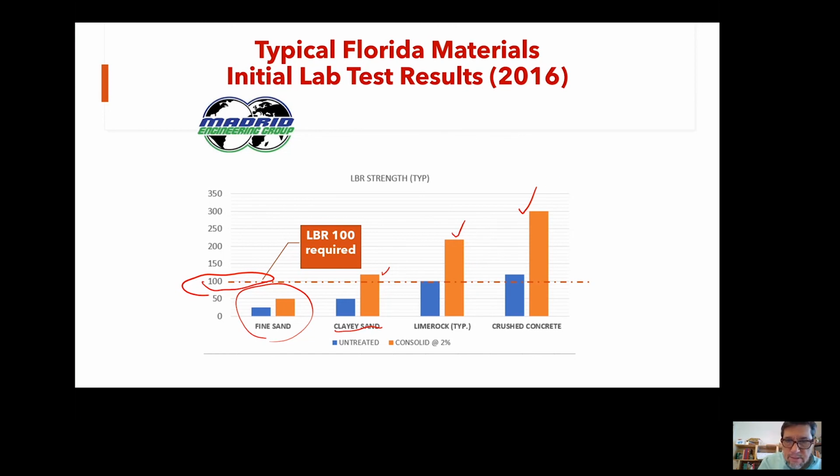Now, here's the point. The highest strength that I had seen in 30 years of experience was about an LBR 140. So we're finding strengths that are literally off the chart, beyond the strength of anything that anybody has ever reported, as far as I know, as an engineer in Florida. So these are excellent strength results and really got us excited about this material.